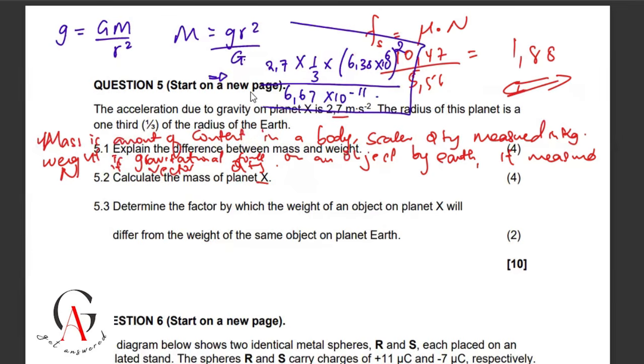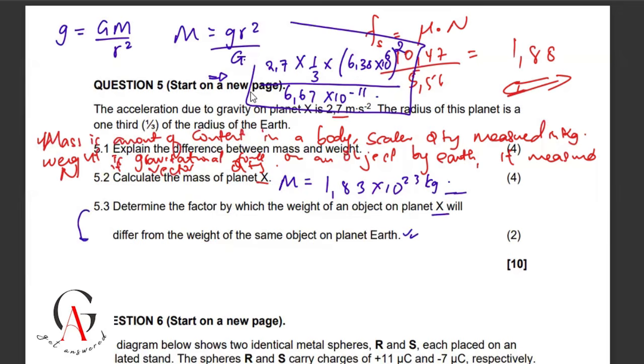So punching this into the calculator, the mass that I'm getting is 2.7 times that squared, 1.83 times 10 to the 23 kilograms. Okay, then 5.3, determine the factor by which the weight of an object on planet X will differ from the weight of the same object on Earth.